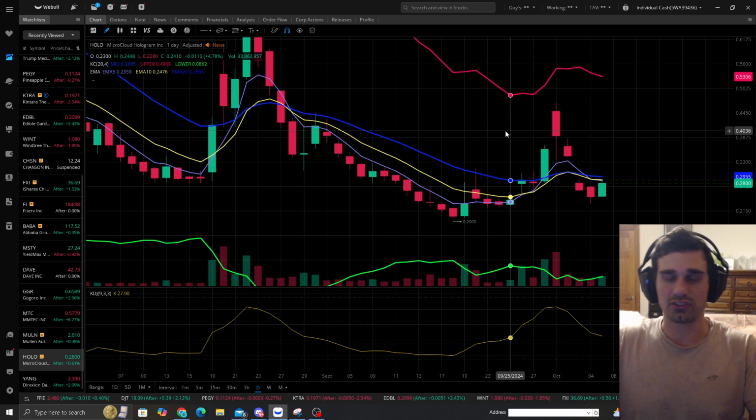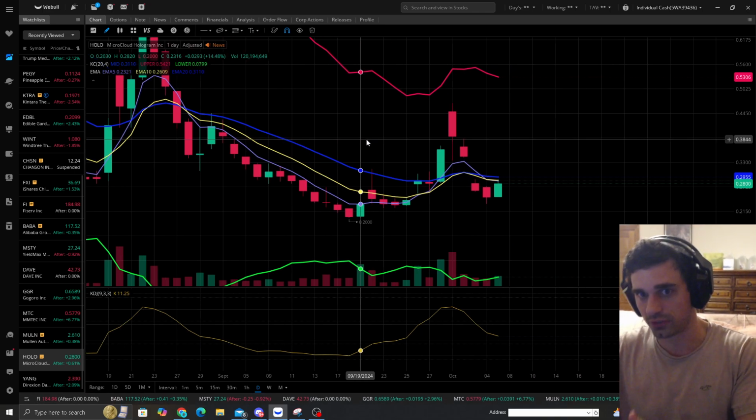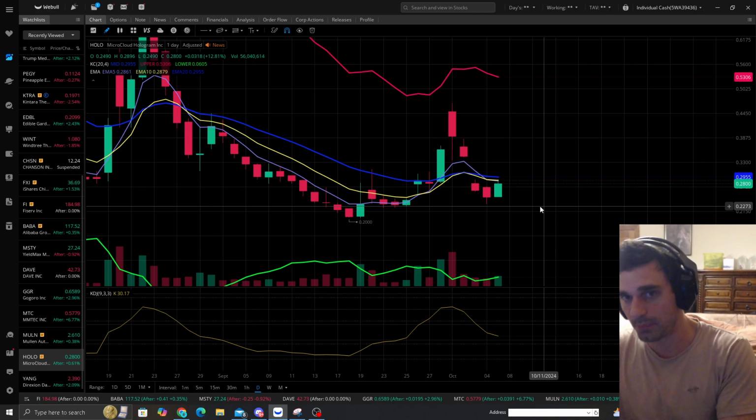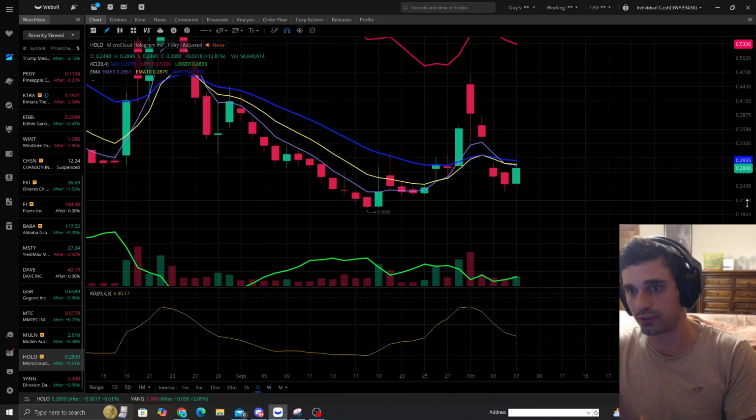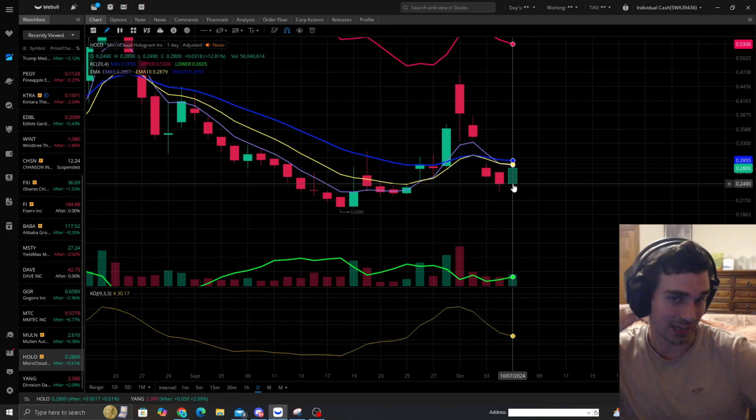This is my analysis on stock Holo. I'm going to wait until after the reverse split and see where it's going from there. Give it about 2 to 3 daily candles after the reverse split, and I can see it pumping from there.